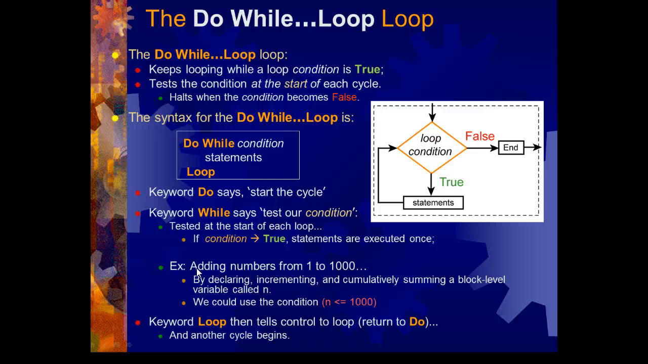The keyword loop tells control to loop, in other words, to return to the do statement, and another cycle begins. Right? So the word loop down here says go back up. Okay, is this clear?